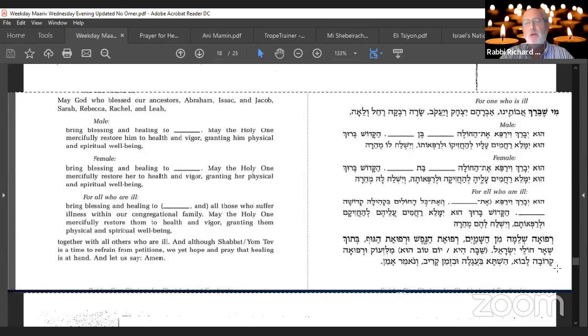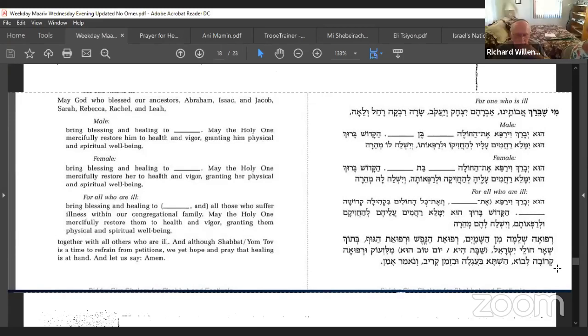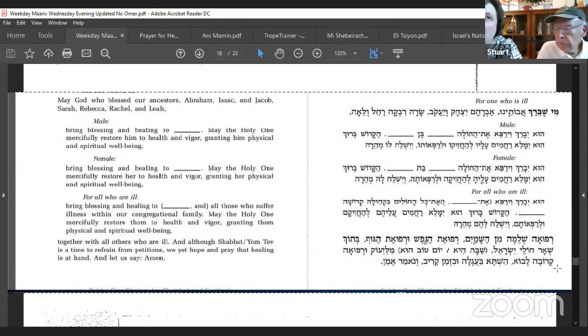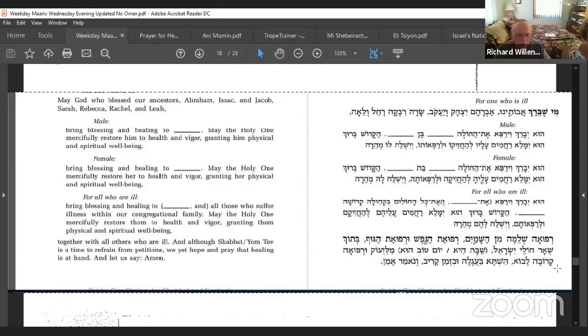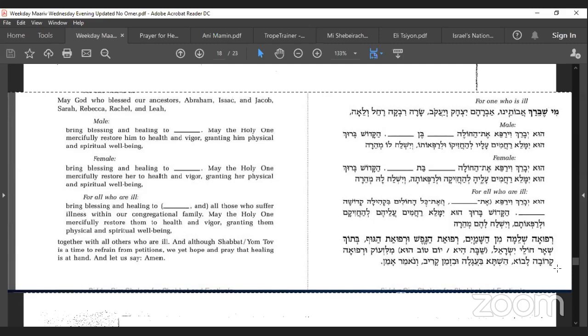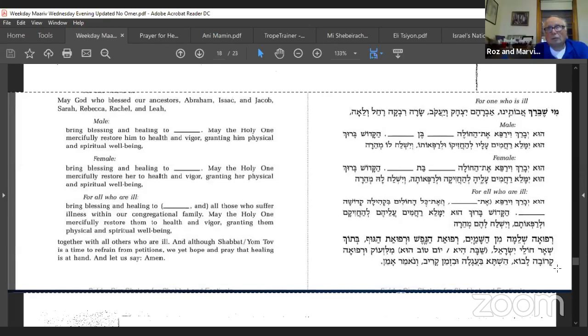Mi Shebeirach Avoteinu Avraham Yitzchak v'Yaakov Sarah Rivka Rachel Eliyahu Yivarech v'Rafei et. Peter Patuto, Ian Toby, Angela Volante, Rizzo, Suzanne Tabaski, Bernard Coliano, Richard Scribner, Ray Ann Dunn, and Barbara Isaacs. Elliot Schwartz, Jeff Schultz, Rabbi Sitchenkin. And if you've finished, everybody please mute your microphones.